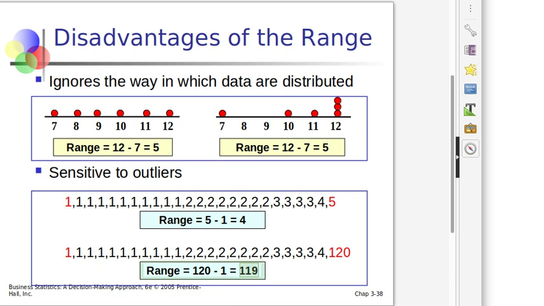119, because the highest is 120 and subtracted by the lowest value, that's 119. So actually, the other values in between are not even there. There is no such sample in this case, but it is affected. It is sensitive to outliers.